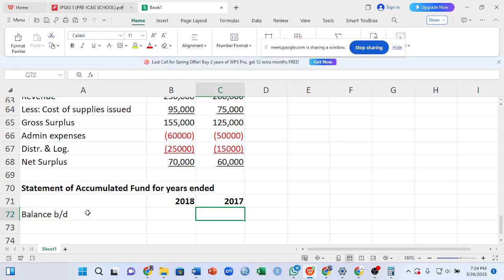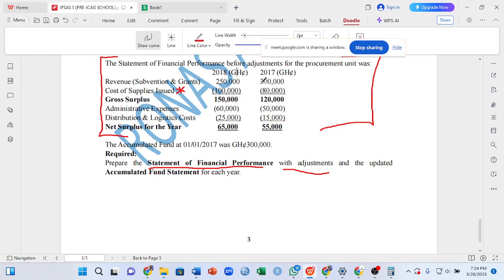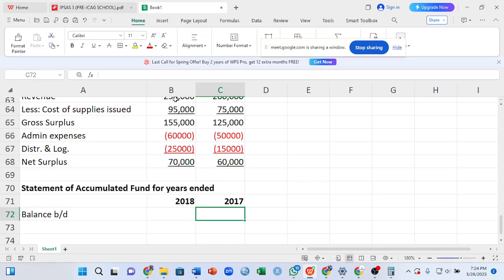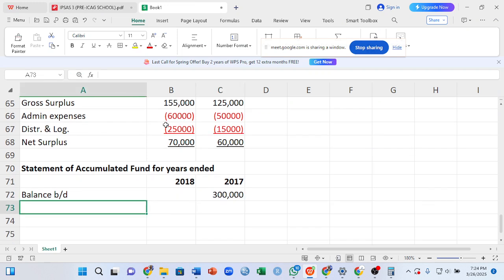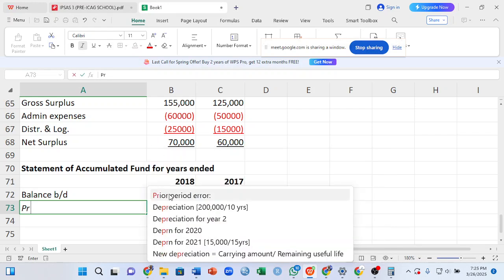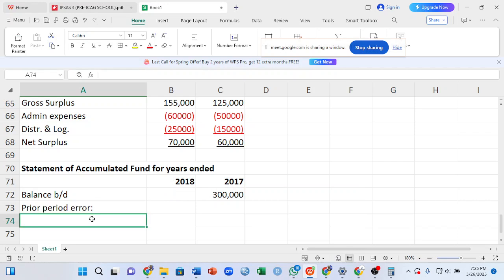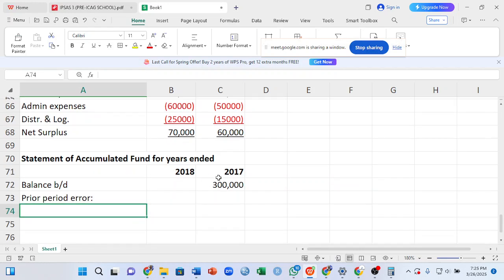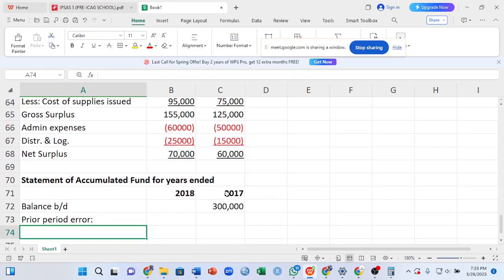And we're given the opening balance for 2017, right? Which is 300,000, yes? So we'll just write 300,000. Then yeah, so we have to do the prior period error. The prior period error was in relation to 2017.